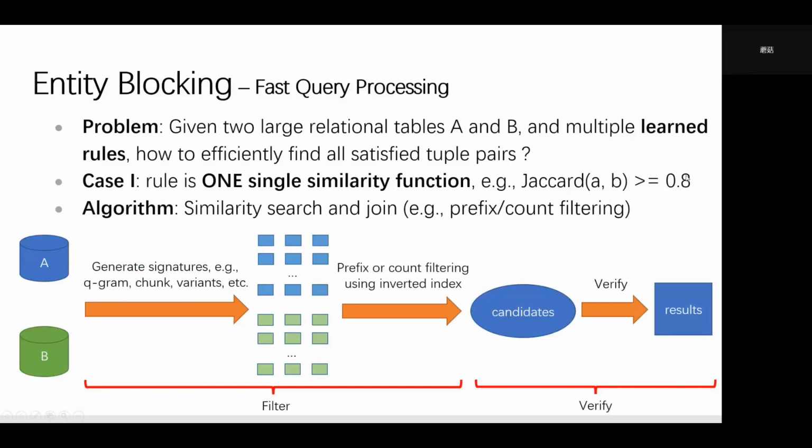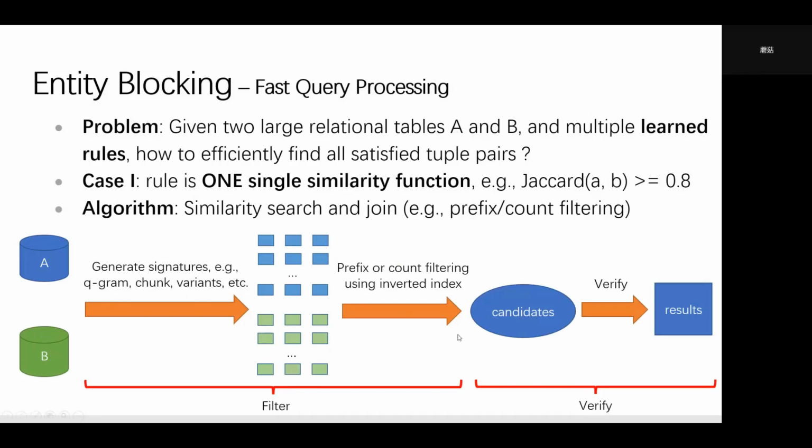Firstly, we transform each tuple in A and B to signatures such as q-gram, chance, or variance. Secondly, we use prefix count filtering with an inverted index, such that if two tuples are similar enough, they should be placed in at least one bucket.